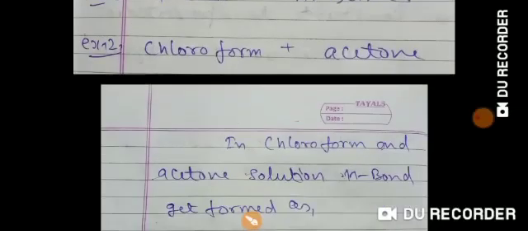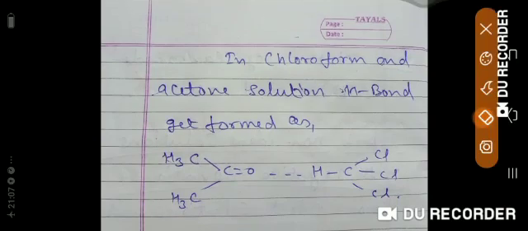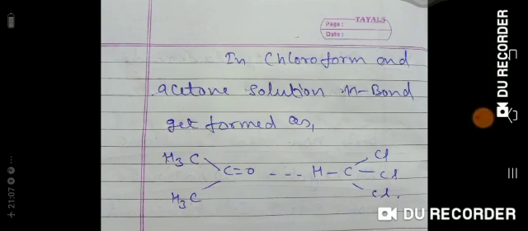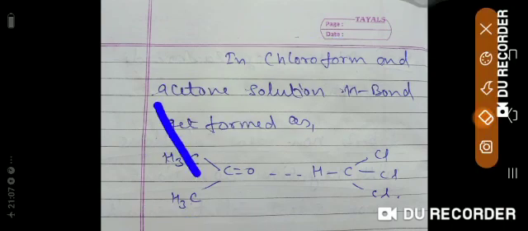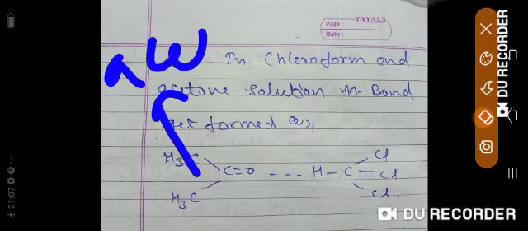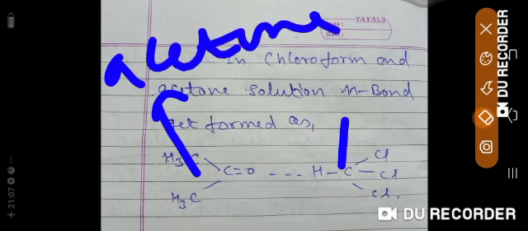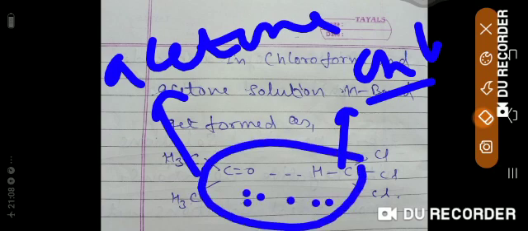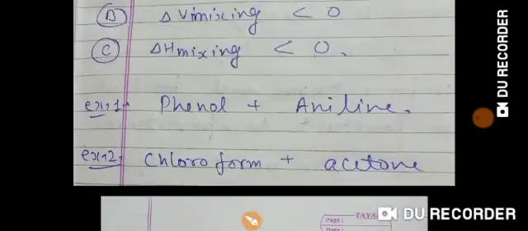Okay. Now again, in chloroform and acetone, what is happening? H bonding gets formed. As you can see, this is your acetone and this is your chloroform. O and H are bonded together, so it is the H bonding. So due to this H bonding, the resulting value is always lesser, so it is forming a non-ideal solution with negative deviation.